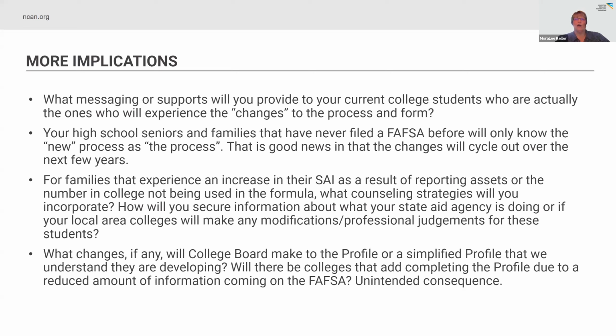Families are going to have to report assets that they maybe did not have to in the past. How can we counsel families, reaching out to colleges to figure out if they're going to be willing to make any kind of adjustments, or how will state agencies adjust? We'll all have to learn if the state's going to change any deadline dates or criteria for eligibility. We're all going to have to understand those so that we can advise the students.